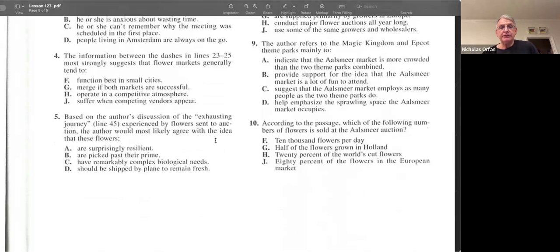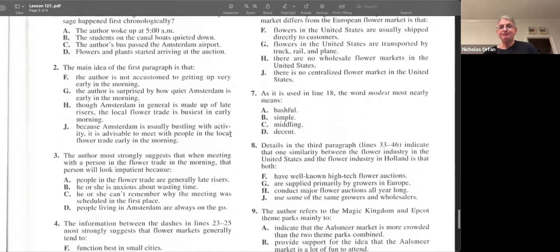The author would most likely agree with the idea that these flowers, remember, they're still fresh, even after a week of traveling, are surprisingly resilient. Yes, they tolerate all that traveling without wilting. Are picked past their prime? No. Have remarkably complex biologic needs? There's no mention of that. Should be shipped by plane? It doesn't say that. They're surprisingly resilient. They can withstand the journey over a whole week and still look fresh. So 5, the right answer is A.